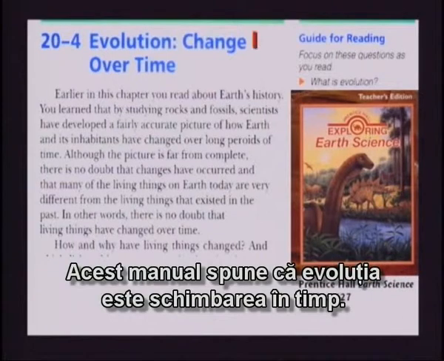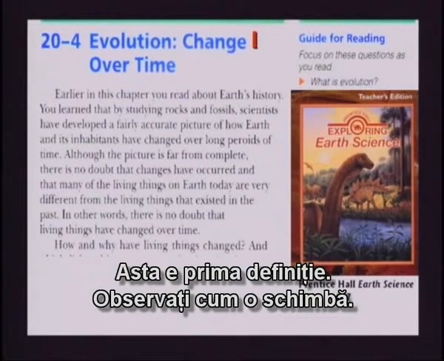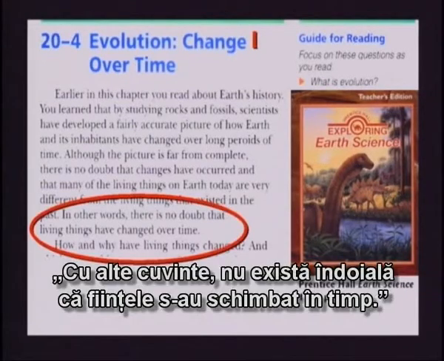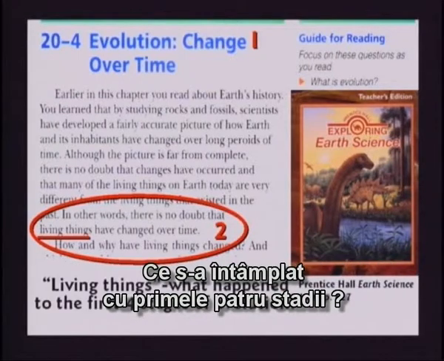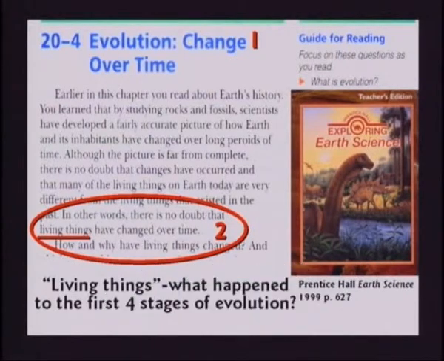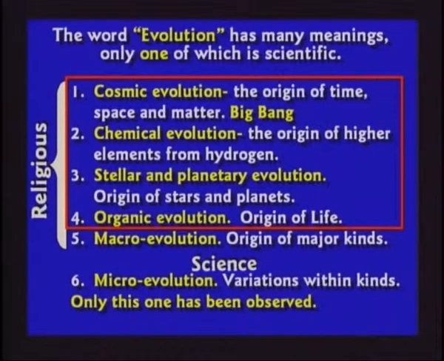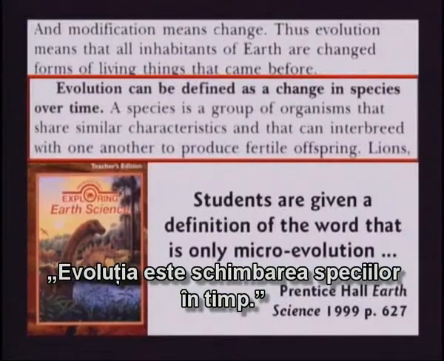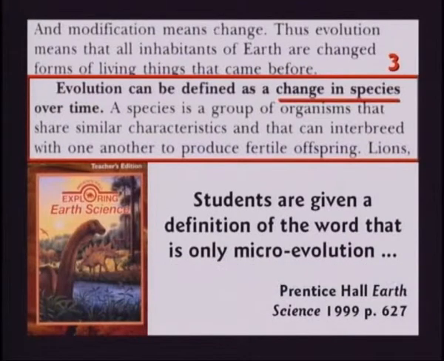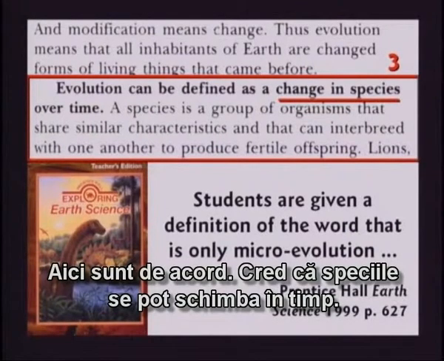This textbook says, evolution is change over time. First definition. Watch how they change the definition now. In other words, living things have changed over time. Wait a minute. What happened to the first 4 stages? You're going to skip all the way down to living things and just assume the first 4 happened? Then they say, evolution is a change in species over time. Now they jumped right down to what I believe in.